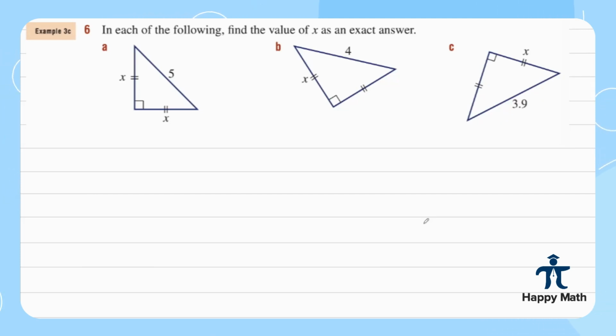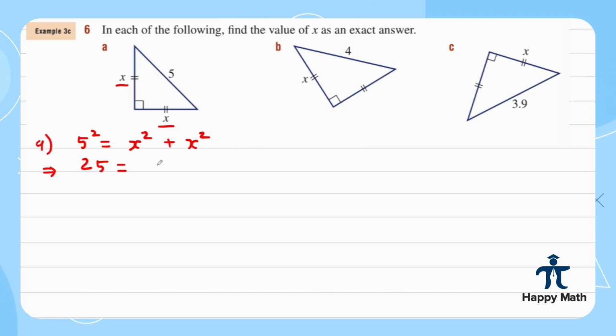Advanced question for this video, we got question 6. Find the value of h as an exact answer. We have the right angle triangle here and two sides in this position are equal. Apply Pythagoras formula: 5 squared will be equal to h squared plus the other side h squared.